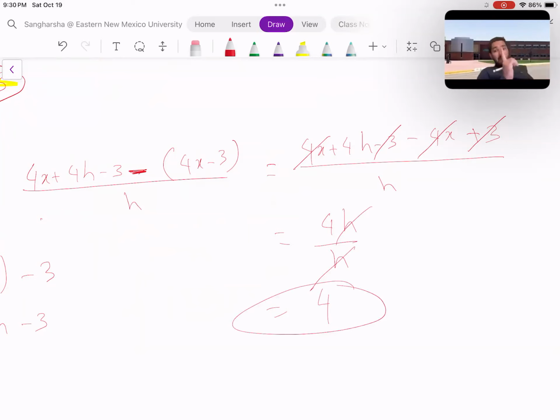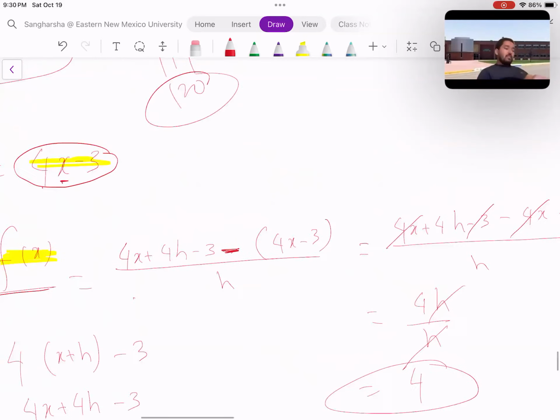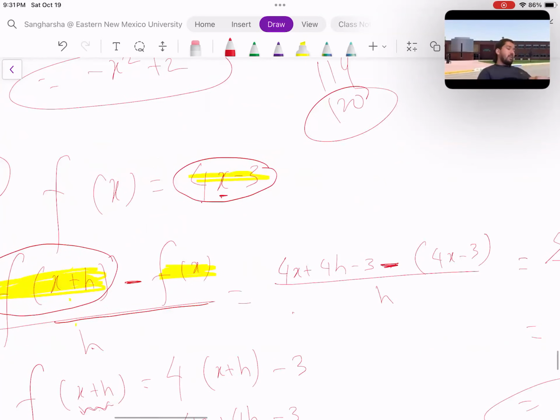And you will have one difference quotient, okay? You will be asked to find one difference quotient. The function may be different. You may not get exactly 4x minus 3, but you will have one. And I'm skipping 120, okay? That's for you.